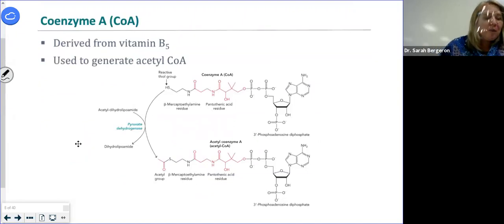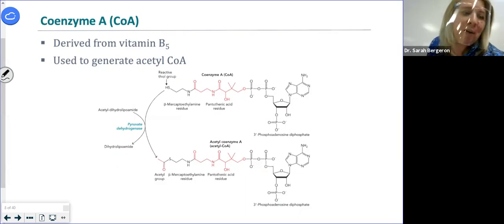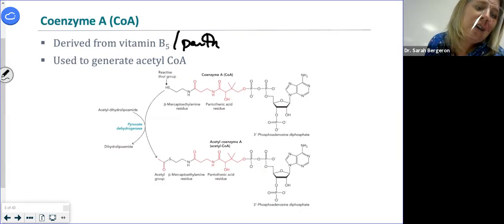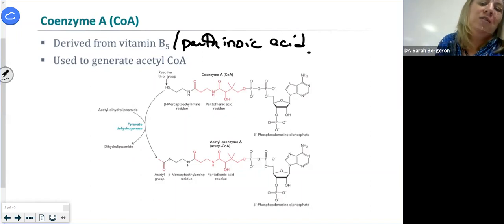Okay, so coenzyme A. Coenzyme A is a derivative of vitamin B5. Vitamin B5 is pantothenic acid, P-A-N-T-O-T-H-E-N-I-C acid. Wish I could spell, right? And so the whole point of this is to have something that will generate acetyl-CoA. So here's our whole coenzyme A right here.